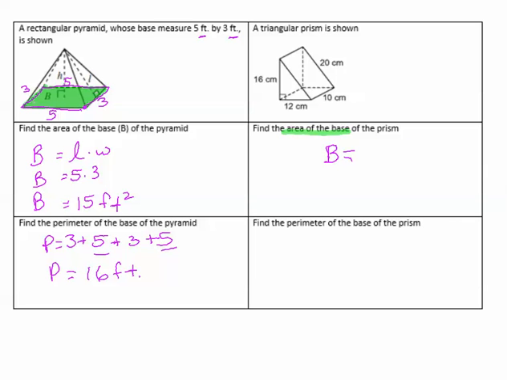The area of the base, well, what's the base? So it's sitting down here, okay? This is where the base is. I don't care about any of the rest of this. I just care about length times width. 12 times 10. So I'm getting 120. Centimeters are my units squared.